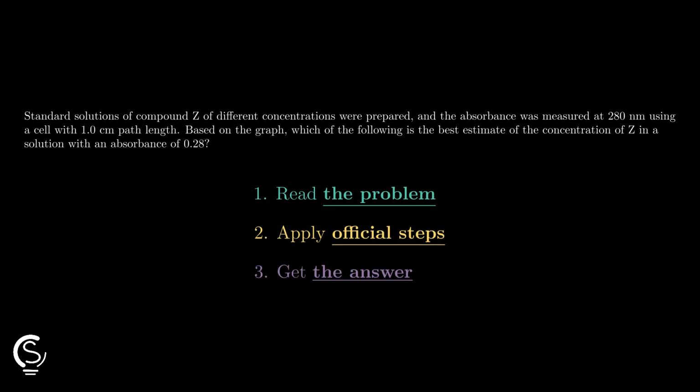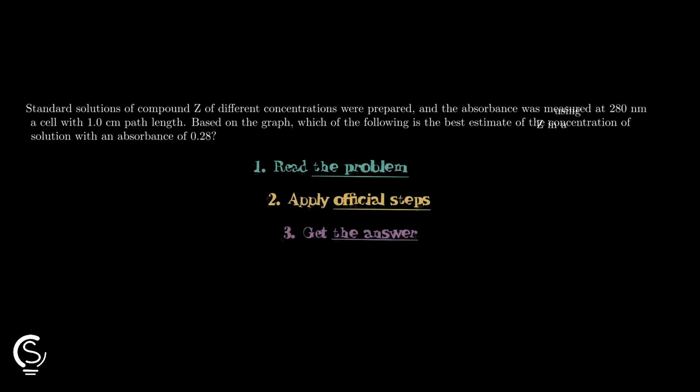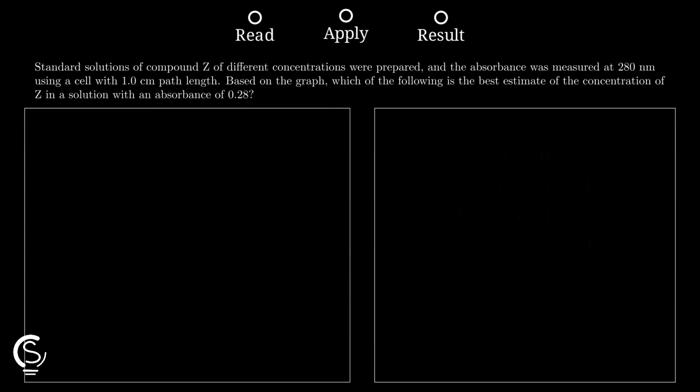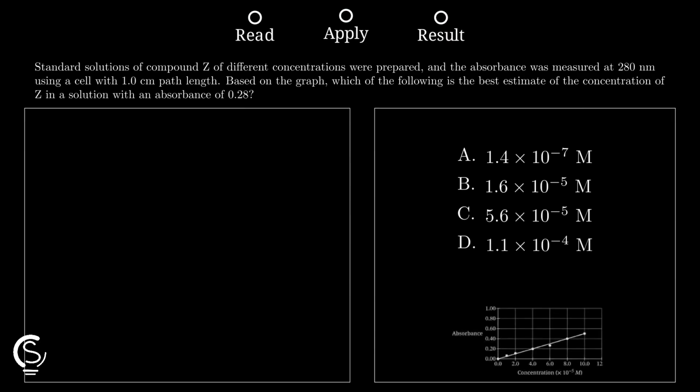Absorbance questions get easy fast when you treat the graph like a proportional map, because one quick read lets you estimate the concentration cleanly. Beer-Lambert law tells us absorbance is directly proportional to concentration when the path length stays fixed. And here, the cell is 1.0 centimeter, so a straight calibration graph makes estimation legit.